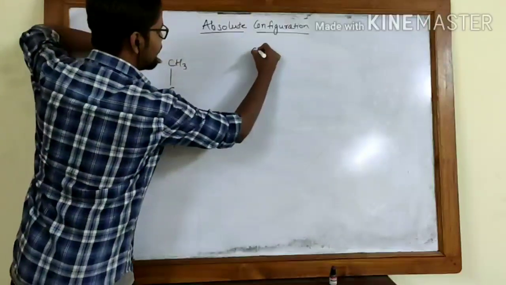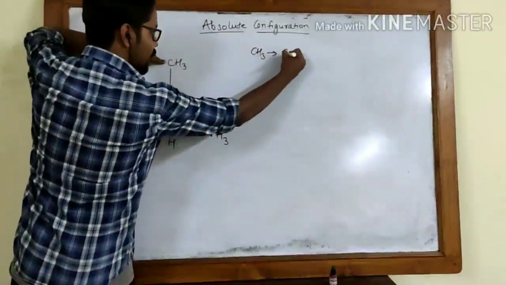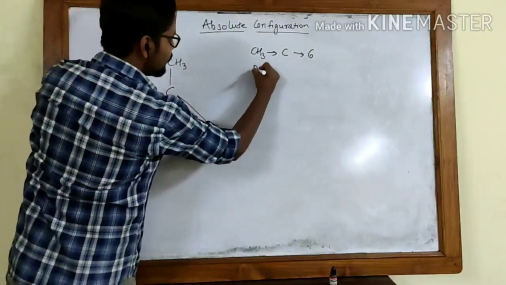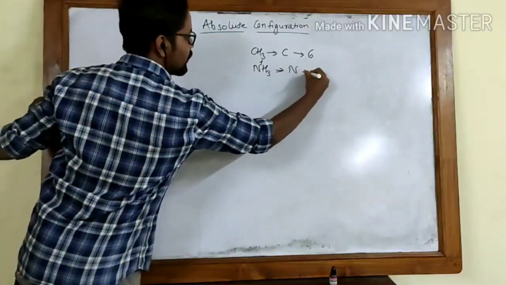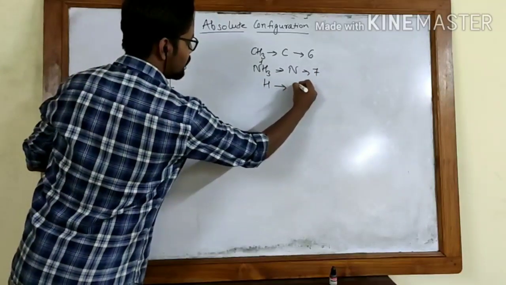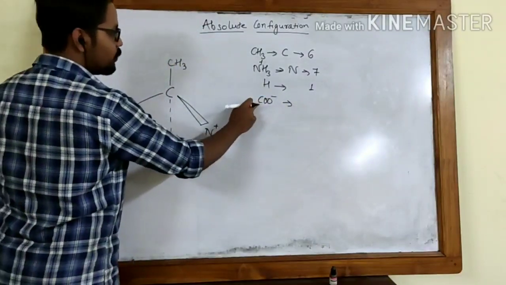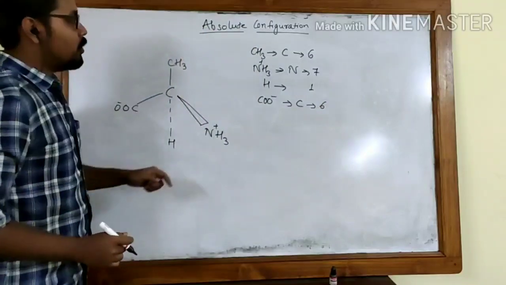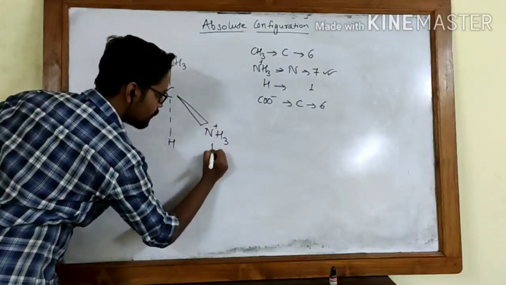So here let us consider CH3. In CH3 the atom directly attached to this carbon is carbon, so carbon's atomic number is 6. In case of NH3, nitrogen is directly attached to the carbon, so nitrogen has atomic number 7. Hydrogen is directly attached to carbon, so hydrogen has atomic number 1. And then we have COO-, which also has carbon directly attached to this carbon, so this carbon's atomic number is 6. So the highest atomic number goes to nitrogen, so nitrogen gets the first priority, so nitrogen will be our number 1.